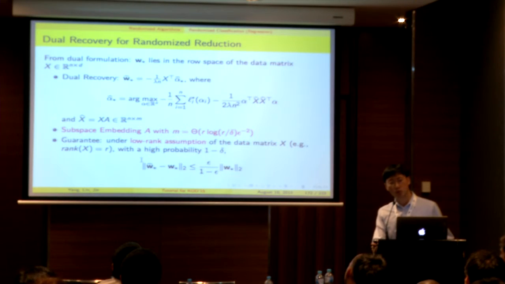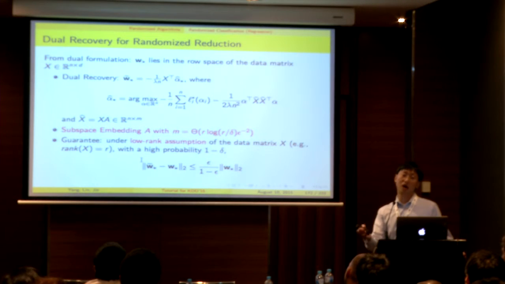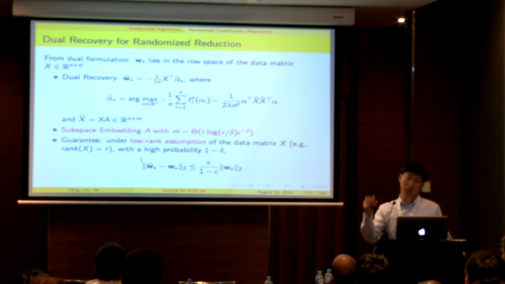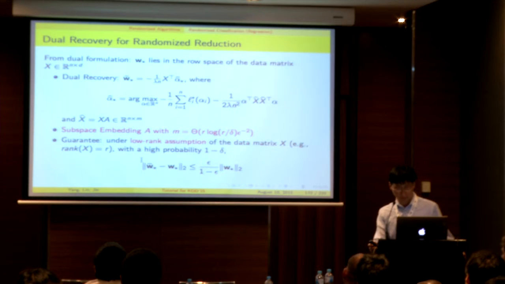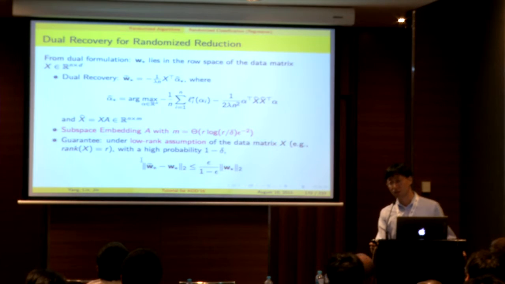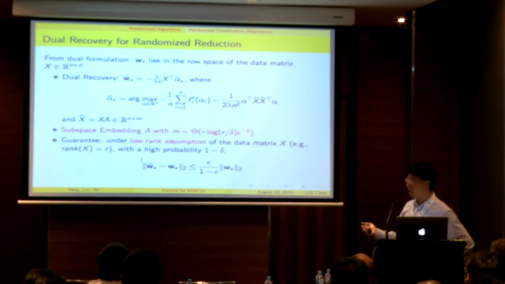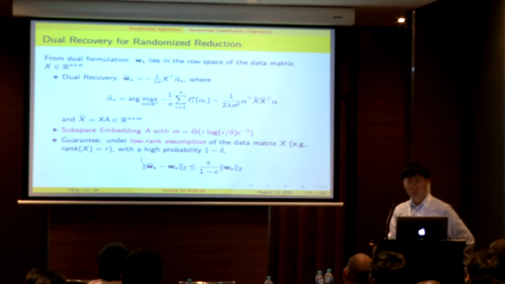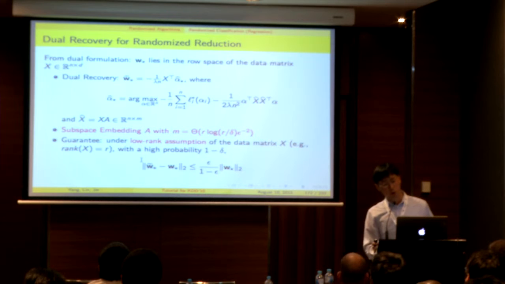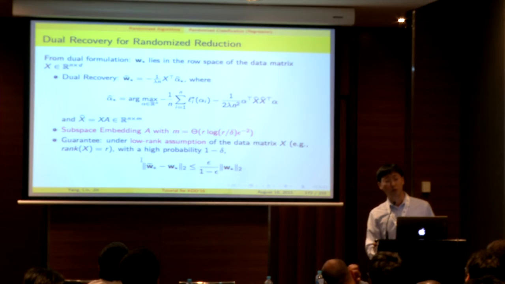So this is dual recovery. We recover the model in the original high-dimensional space without solving a problem using the original big data matrix. But you might notice that there is an assumption we need to make, which is the low rank assumption on the data matrix. In practice, you may not have a low rank data matrix, right? That's why we present another work to try to relax this low rank assumption.